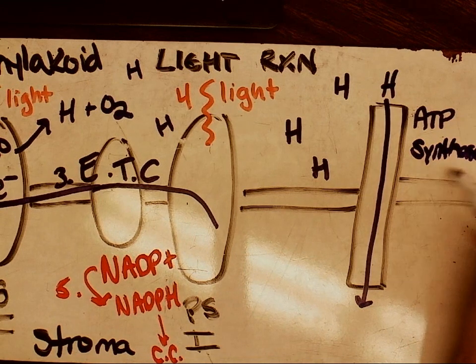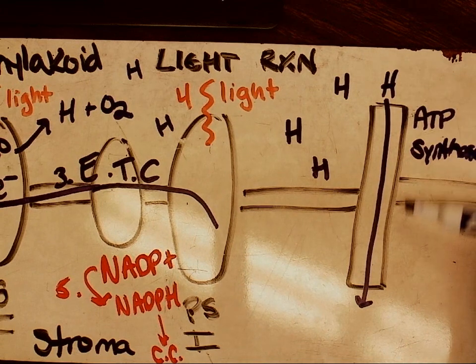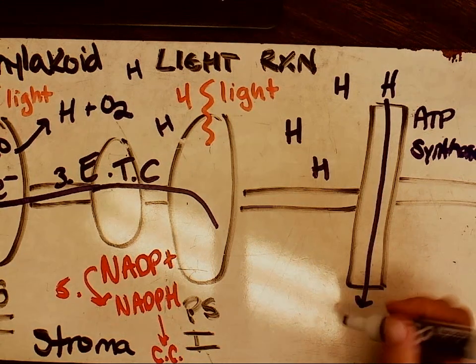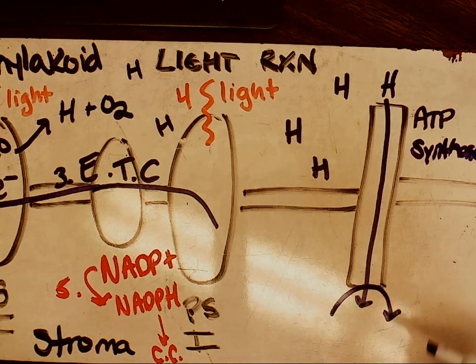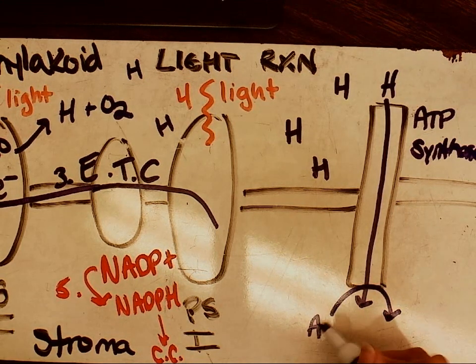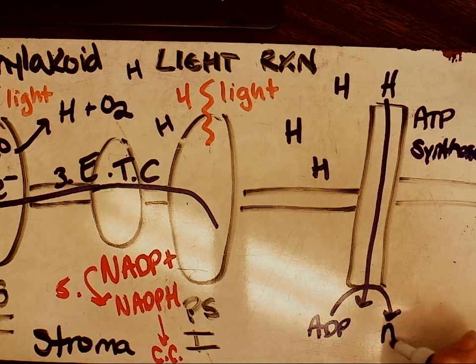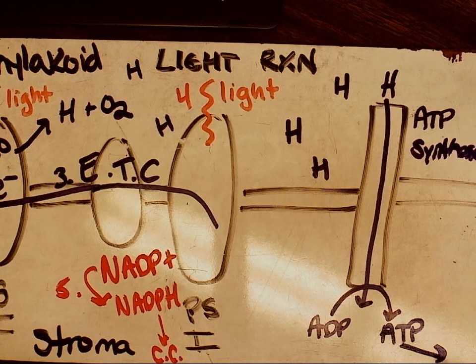And we know synthase, or synthesis, means to make. So as hydrogen moves through ATP synthase, it's going to cause it to spin, and as it's spinning, ADP is going to store energy, so now it turns into ATP. This ATP is going to leave and go to the Calvin cycle. And again, I'm going to abbreviate that CC.